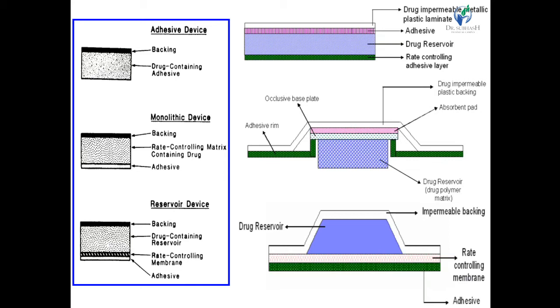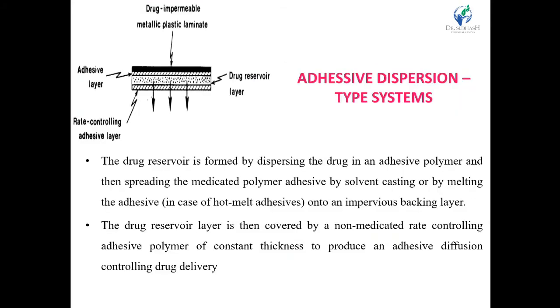In the monolithic type, there are backing layers, a rate controlling matrix that uniformly distributes the drug in the polymer matrix, and adhesive portions. In the reservoir type, there are the backing parts, the drug-containing reservoir, and then a layer that is a polymeric rate controlling membrane, and the adhesive portions. So that is the general composition. All the approaches are there, and we have to see them one by one.